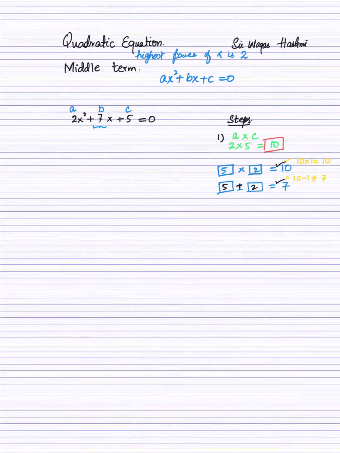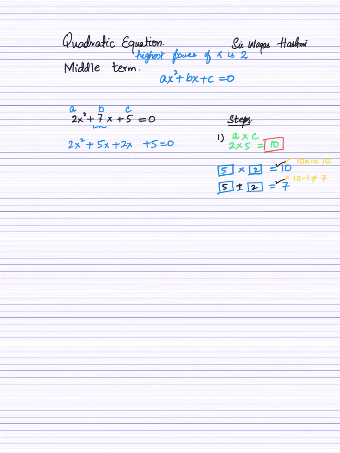How do I apply those two numbers in my question? I will begin with the question 2x squared plus 7x plus 5 equals 0. The first term is 2x squared, the constant is plus 5. The name of the method is middle term, which means now my middle term will change. Instead of 7x, I will introduce the two numbers that we worked out in the right column. So instead of 7x, I will write 5x plus 2x.